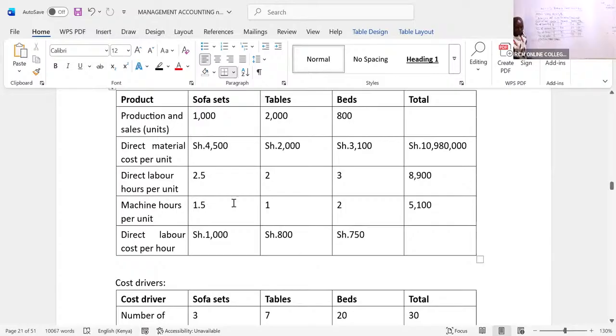Machine hours, I can see 1 per unit. This word here, per unit. So I can see 1 times 2,000. The volumes, 1 times 2,000.